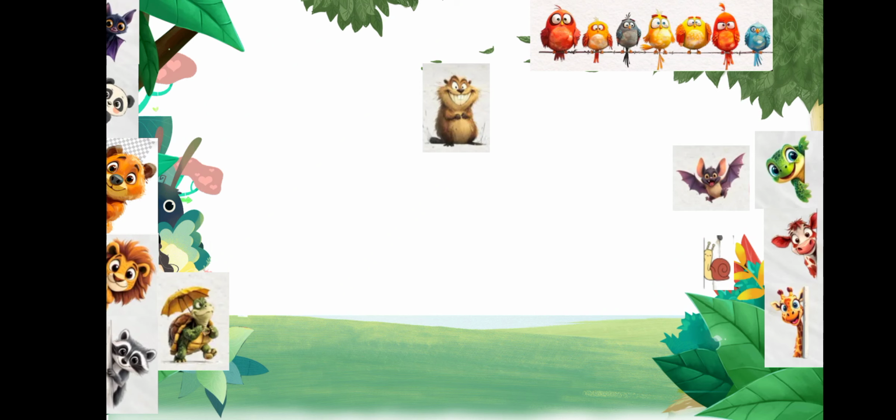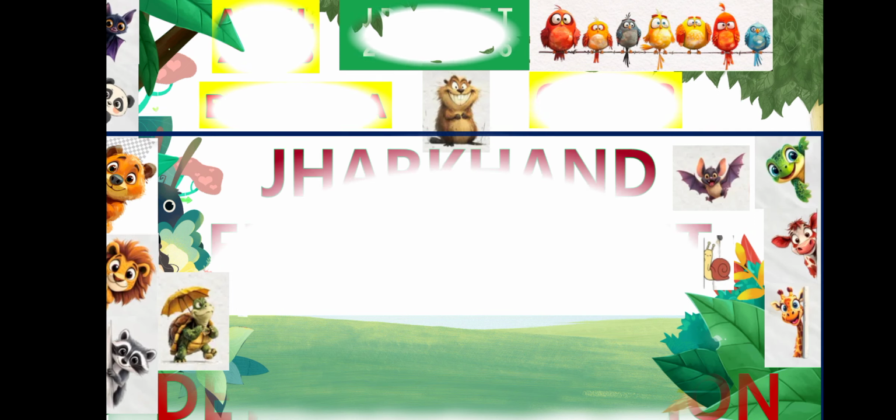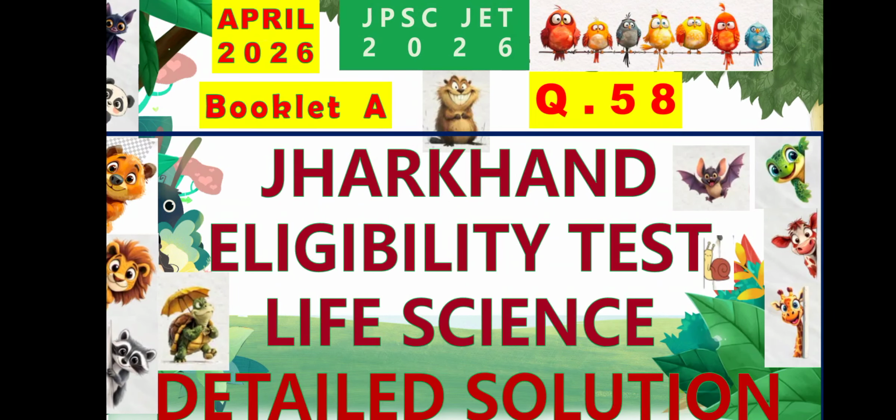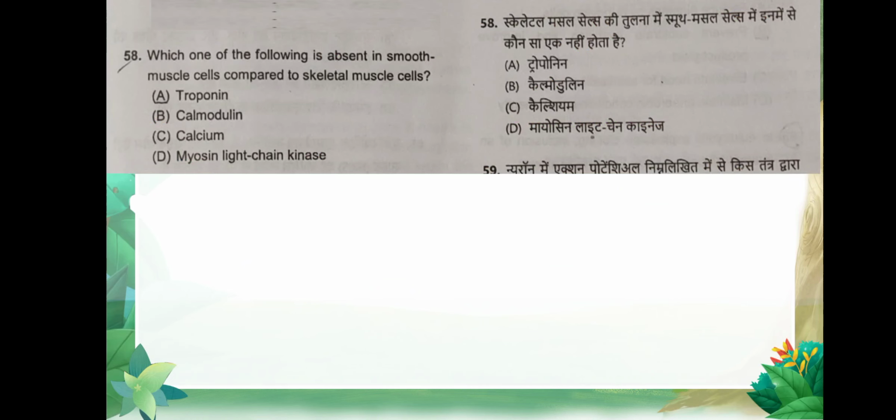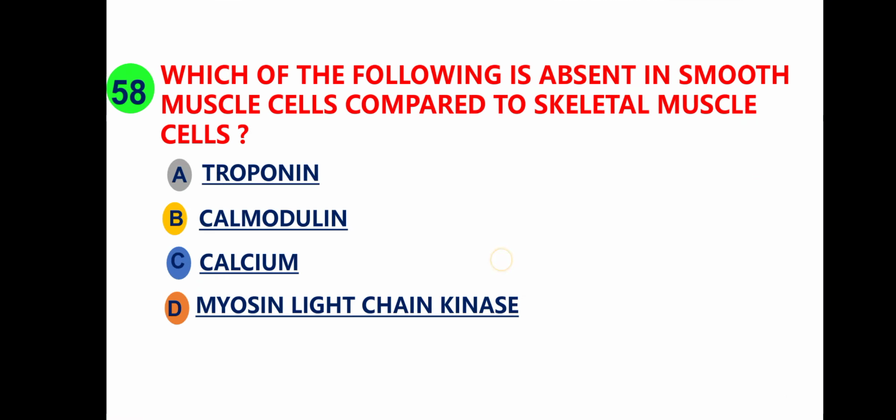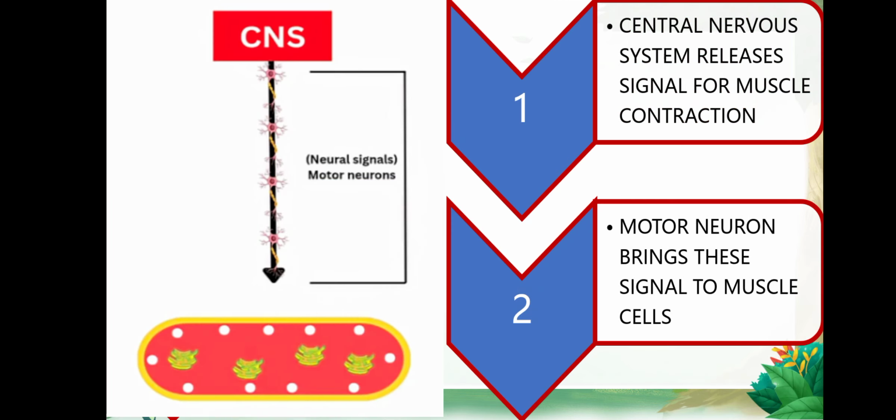Okay, good morning. So we were seeing the Jharkhand eligibility test life science detailed solution, question number 58. Question number 58 says: which one of the following is absent in smooth muscle cell compared to skeletal muscle cell? The options are troponin, calmodulin, calcium, and myosin light chain kinase.